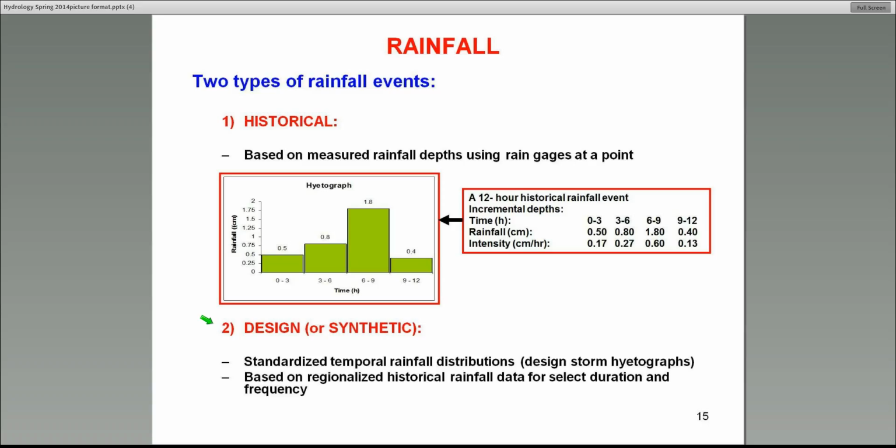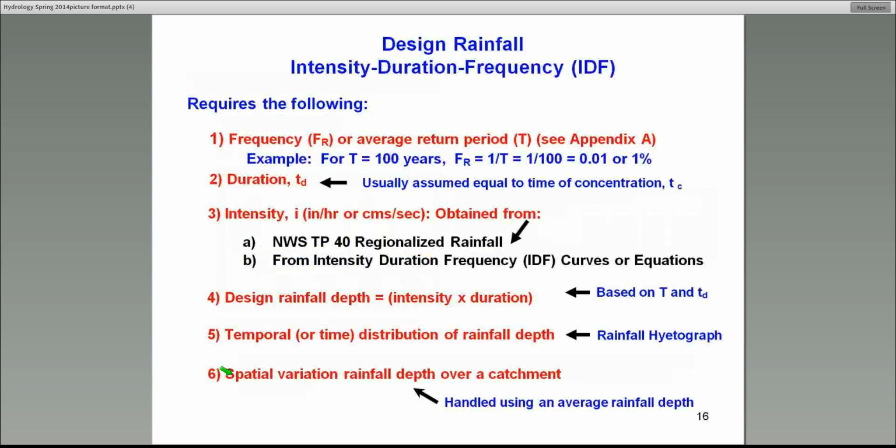Okay, so, but this information is measured usually by gauges in the US, and that information is often used to synthesize what we call design storms for design applications. So design storms are essentially standardized temporal rainfall distribution based on regionalized historical information, rainfall data. So they use the historical data as measured at several gauges to come up with this information. And I'll share with you how to get these design storms or where the source is from.